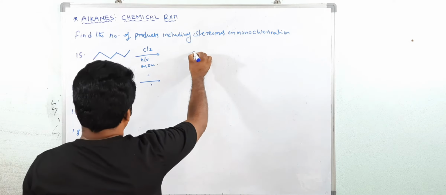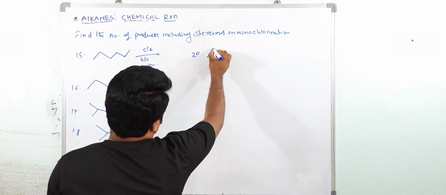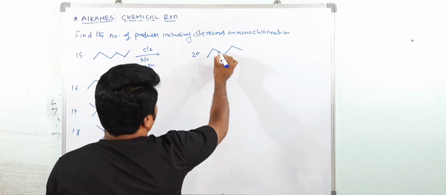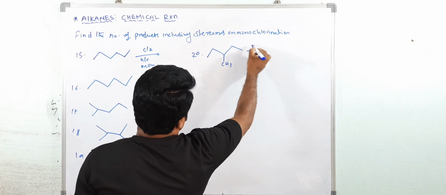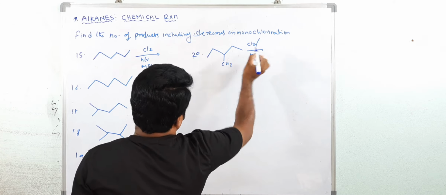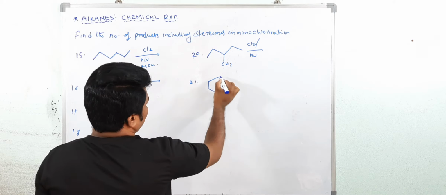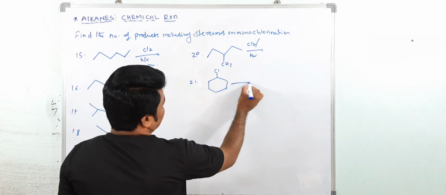Now 20. 1, 2, 3, 4, 5. Now I will add this one CH2. Again same monochlorination. 21. Take this one. Number of products, Cl. See, I will explain this one a little bit.